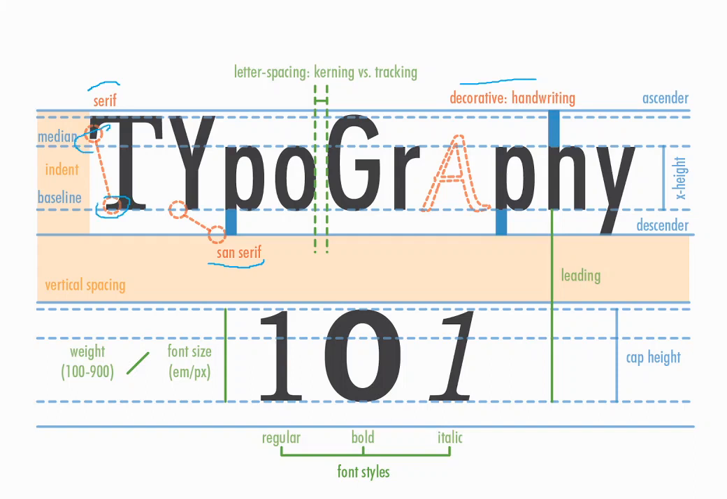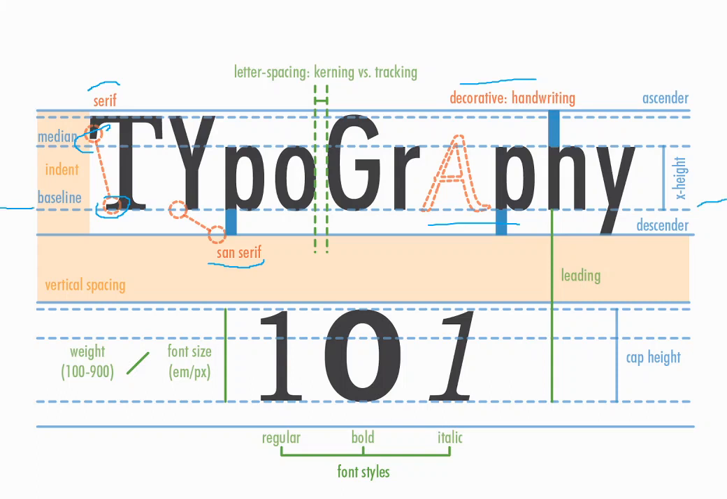For the sans serif fonts, like the Y and P letters, there is no serif. Sans means no, so no serif, no tail. The final one is decorative or handwriting type letters, like this A here. All the letters sit on a baseline.